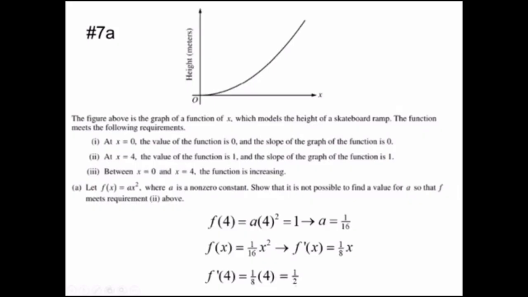Now, they gave us a value here of 1. They said the slope had to be 1. 1/2 does not equal 1. Therefore, we've shown, since there's no other a values we could have used, that that a value does not exist.